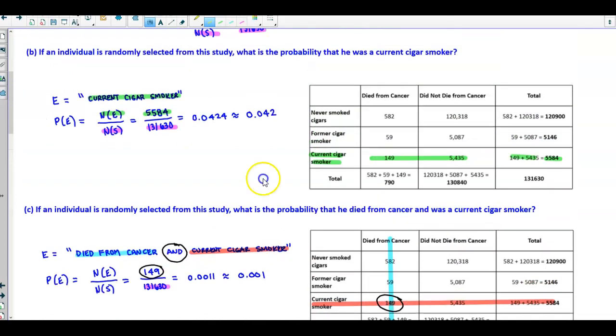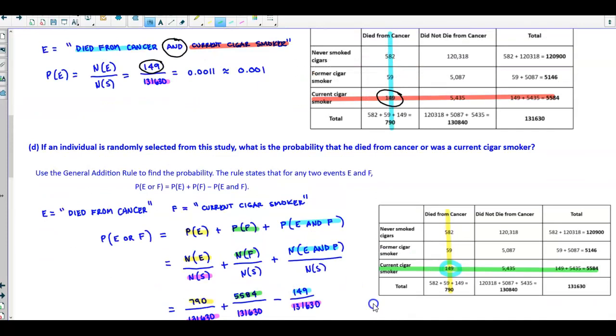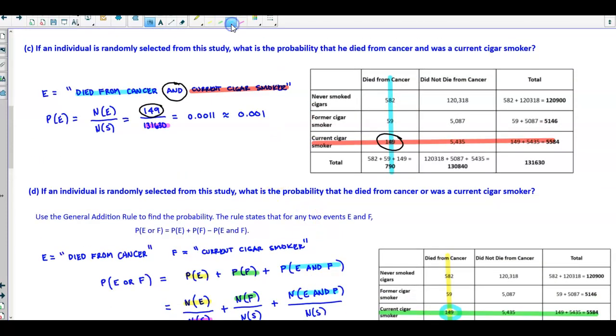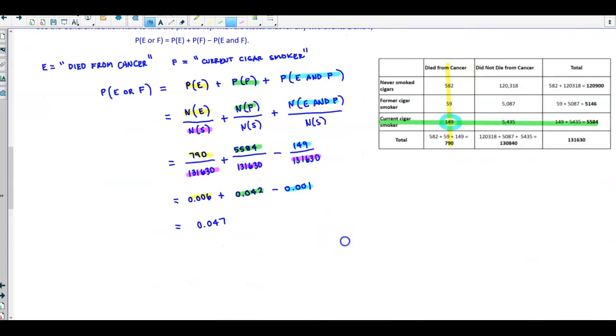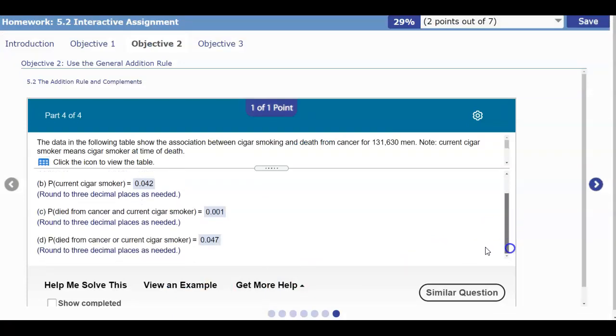And then the second one, we got the probability of a current cigar smoker, which was 0.042. Okay, and then the last probability that we got was the probability of died from cancer and current cigar smoker, which was the intersection, which was 0.001. So if we take 0.006 plus 0.042 minus 0.001, then we get 0.047. So therefore, we get 0.047 for part D.